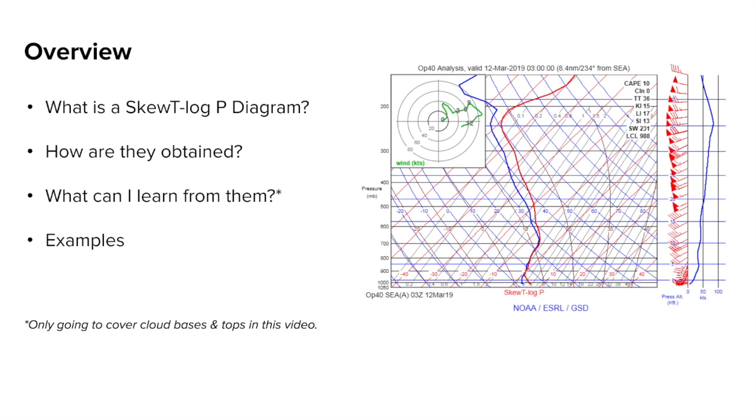And I put an asterisk on it. There's a lot that you can learn about them and what kind of information they can provide and what you can glean out of it. But during this video, I'm only going to cover determining cloud bases and cloud tops and how you can predict those for your departure, route, and destinations on your flight. And we'll go through some examples to explain how we're determining cloud bases and cloud tops.